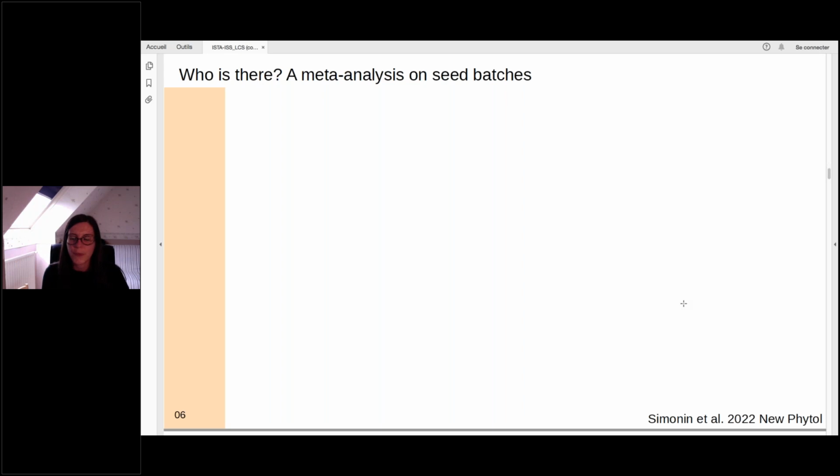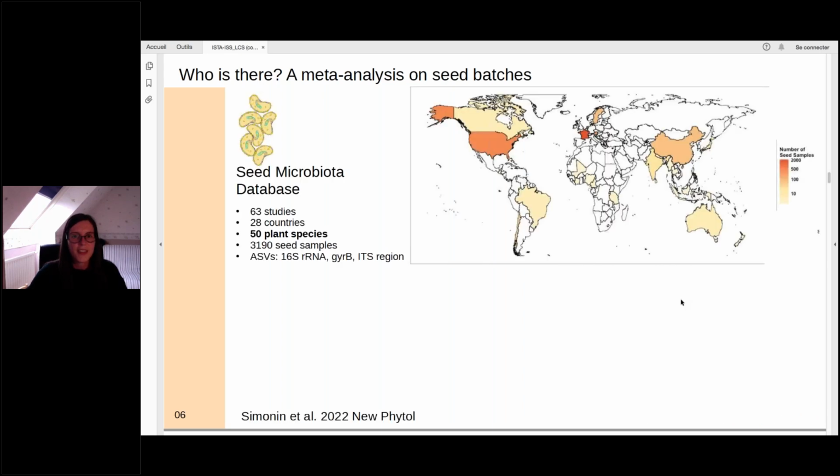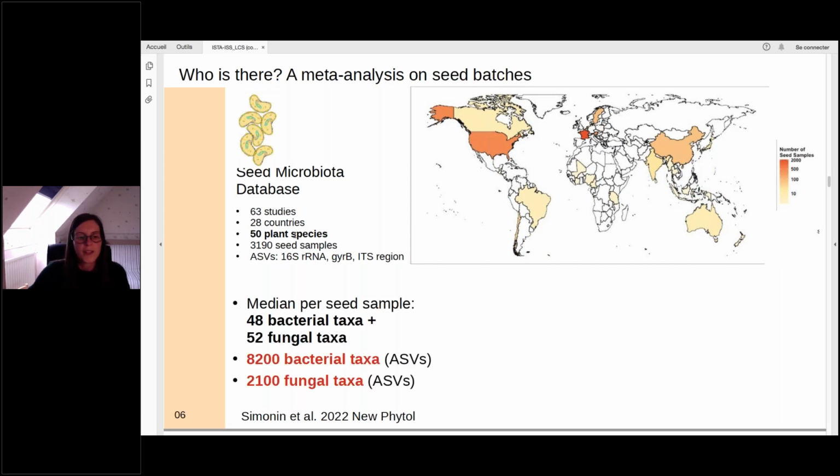I will present you some results of a meta-analysis that was done in my team. This meta-analysis covers 63 studies over 28 countries and for 50 plant species. One of its main results is that for each seed sample, in median, we find 48 different bacterial taxa and 42 different fungal taxa. So if we look at the identity of all the microorganisms that are on the seed or in the seeds, we've got 100 different taxa, half bacterial, half fungal. And if we look at all those identities for all the seed batches of all plant species considered in this study, we've got over 8,000 different bacterial taxa and 2,000 different fungal taxa.